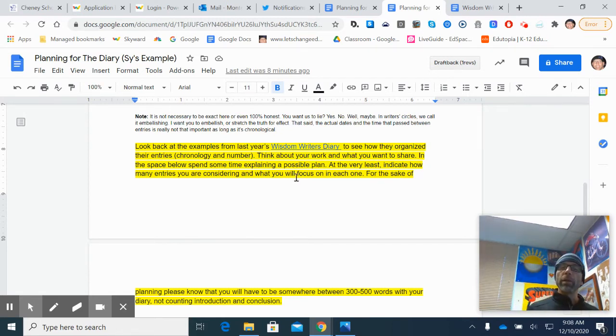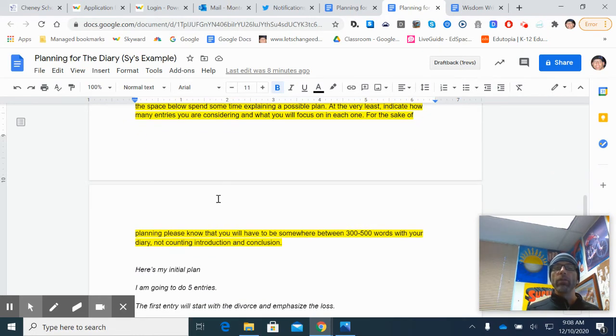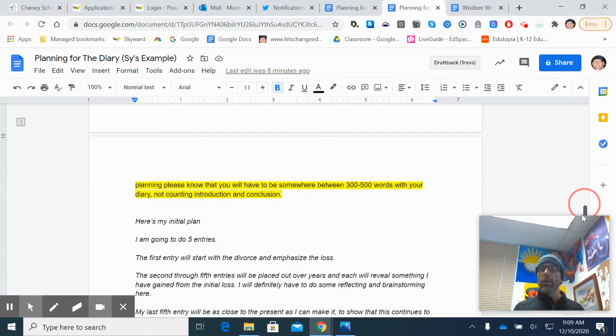In the space below, spend some time explaining a possible plan. This is just a possible plan; it's likely to change. At the very least, indicate how many entries you are considering and what you will focus on in each one. For the sake of planning, please know that you have to have between 300 and 500 words with your diary, not counting introduction or conclusion.